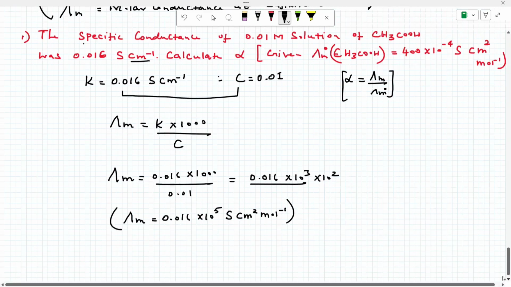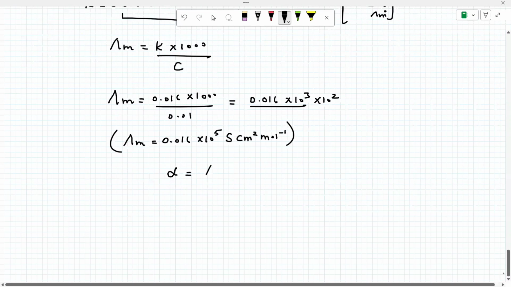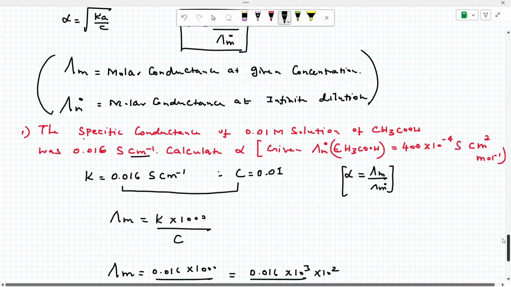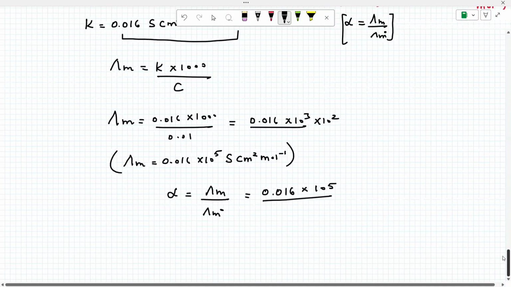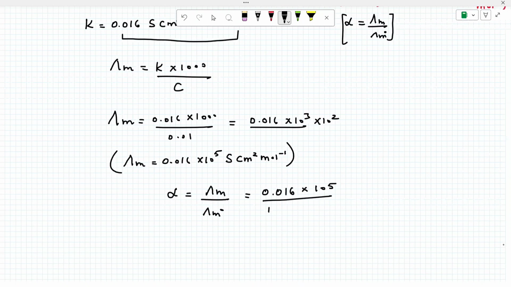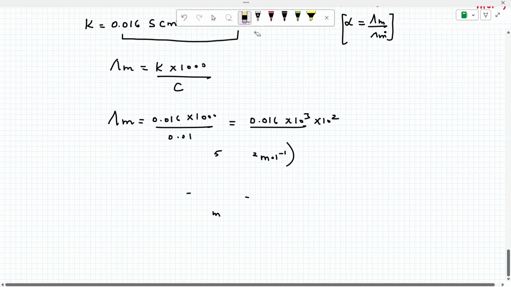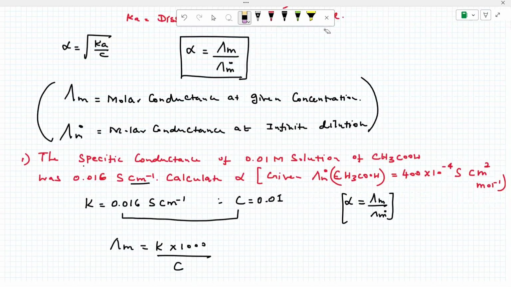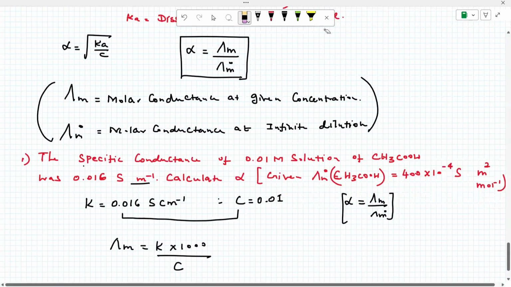What is lambda m naught? Now alpha is equal to lambda m by lambda m naught. Lambda m value is 0.016 into 10 power 5 divided by... just wait, will the answer come out right? Lambda m naught is 400 into 10 power minus 4. Wait, there is a small correction. The unit will not come out right. The formula is correct, just wait. Listen, let us change this to meters. Now change to meters.